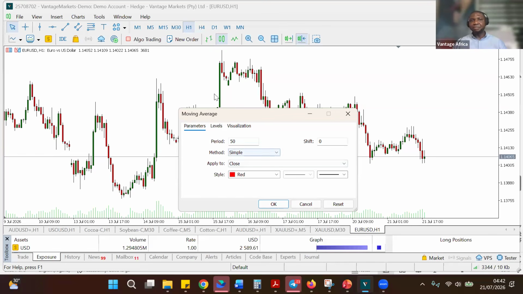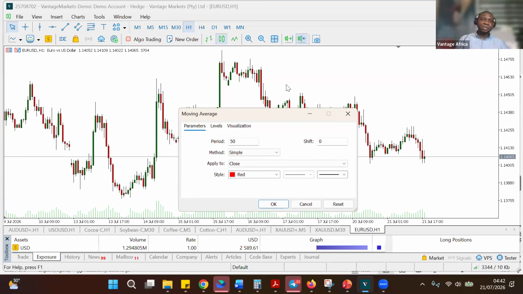So this 50 basically measures, you see this, we call these candlesticks. This 50 measures 50 candlesticks at a time, and it plots a moving average line according to that. Okay. So this is what we call a period 50 moving average. You can have a period 100 moving average, a period 200 moving average, a period 10, period 4, period 7, period 14, which is different.